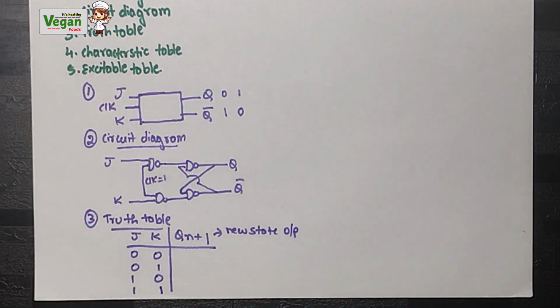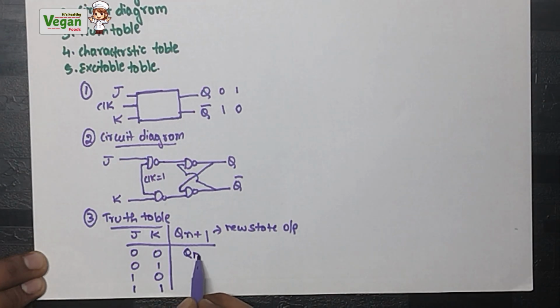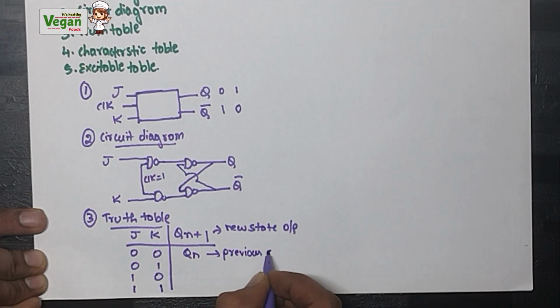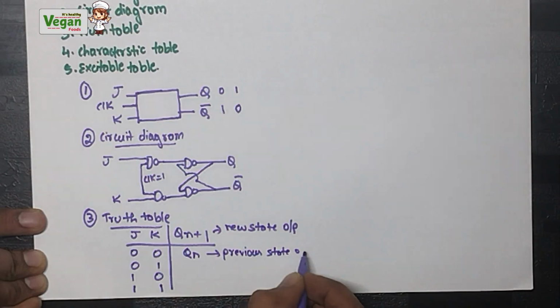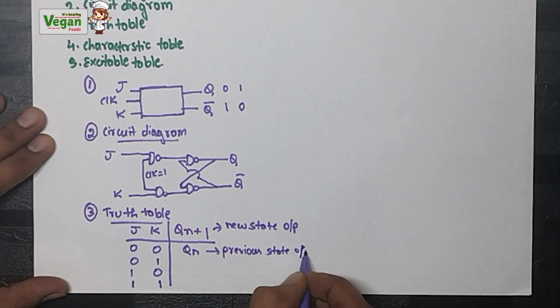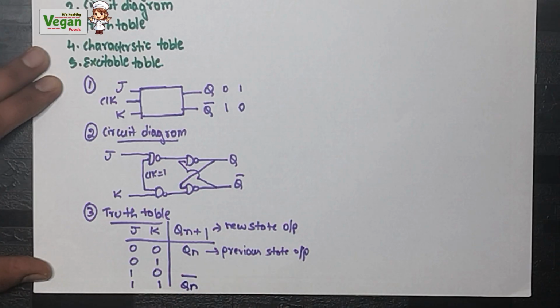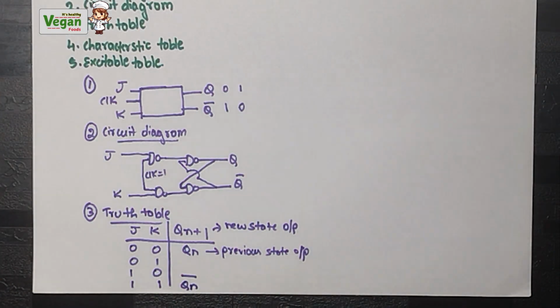I will share a short trick. If both J and K values are equal to 0, write Qn. What is Qn? Qn is the previous state output. Next, if both J and K values are equal to 1, then the output will be the complement of the previous state output, that is Qn bar.